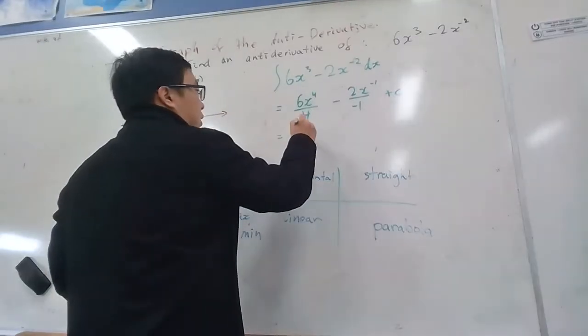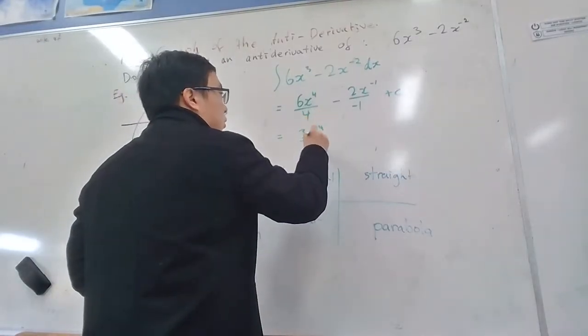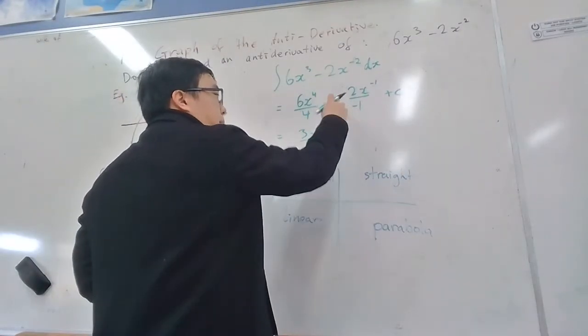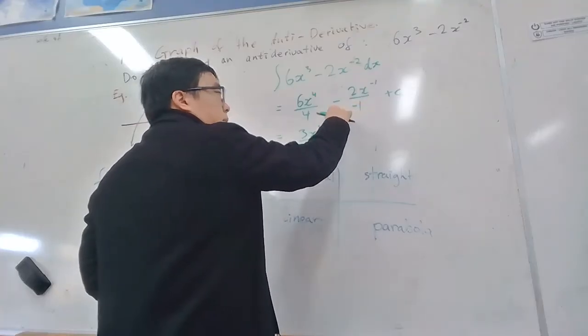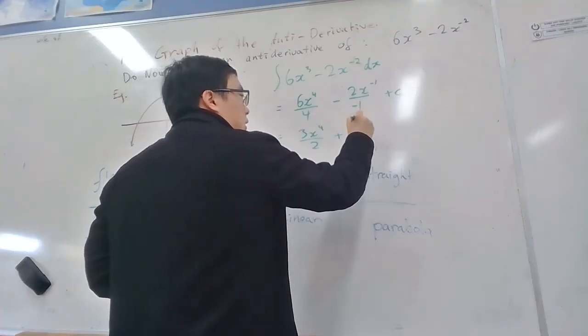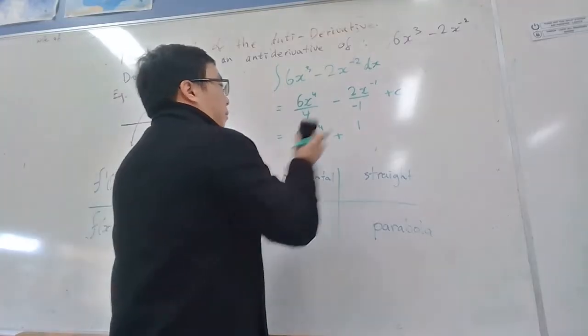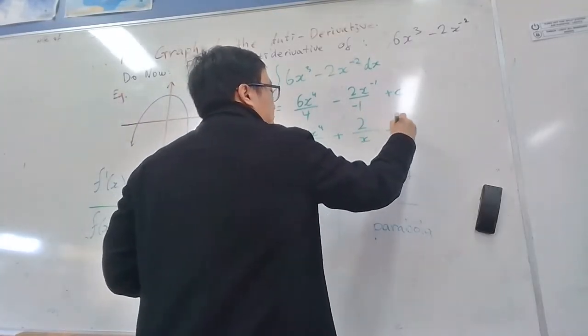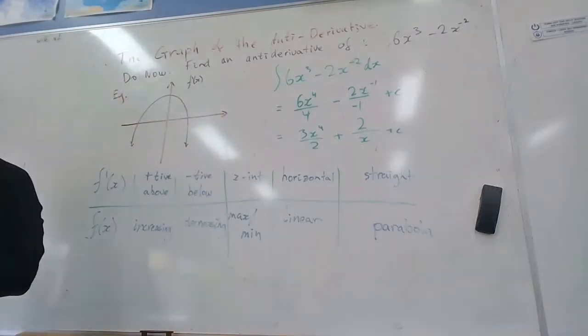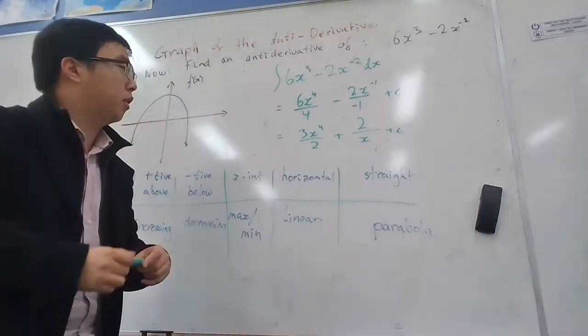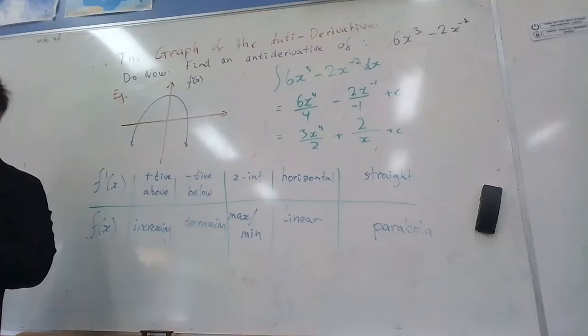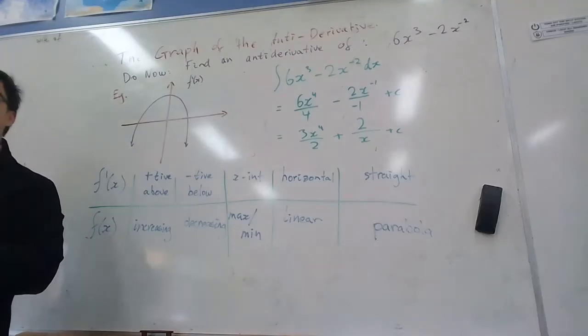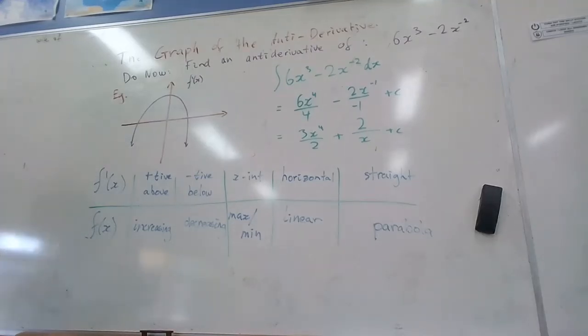Simplifying that gives us an answer of 3x to the power 4 over 2. And of course, because the negative and the negative 1 give us a positive, it should be positive 2 over x plus c. Now, why is this not the preferred answer, as in final answer? Does anyone know why this is not the preferred answer for a final response?